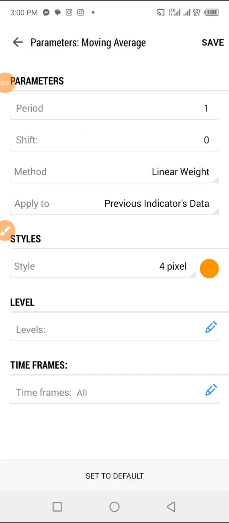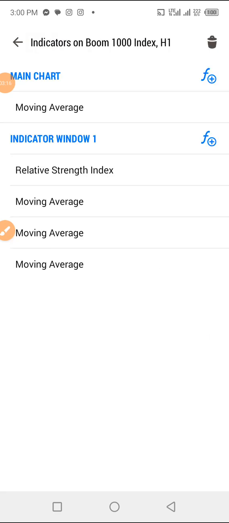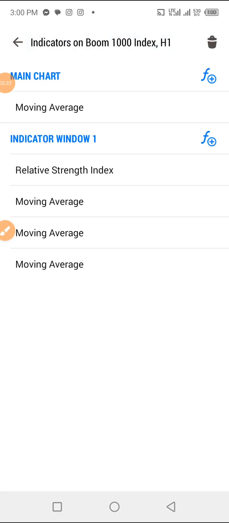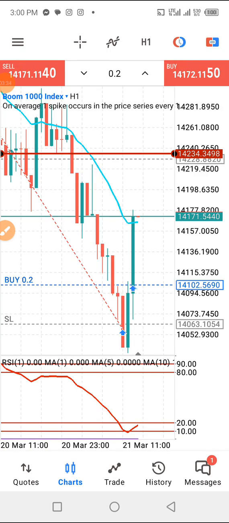Then after that, you add moving average period 1, linear weighted, previous data. Then you can put any pixel of your choice and any color. Then here we have period 5 of the same moving average. In the window 1, you add everything in the window 1. You just change the color. It is the same parameter. Then lastly, we have moving average period 10. Then you change the color. After that, you click save, and your chart will look like this.